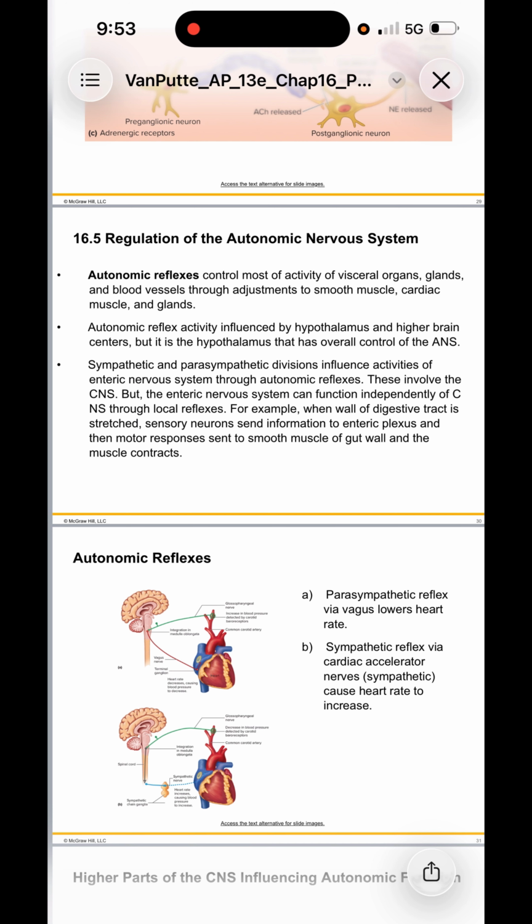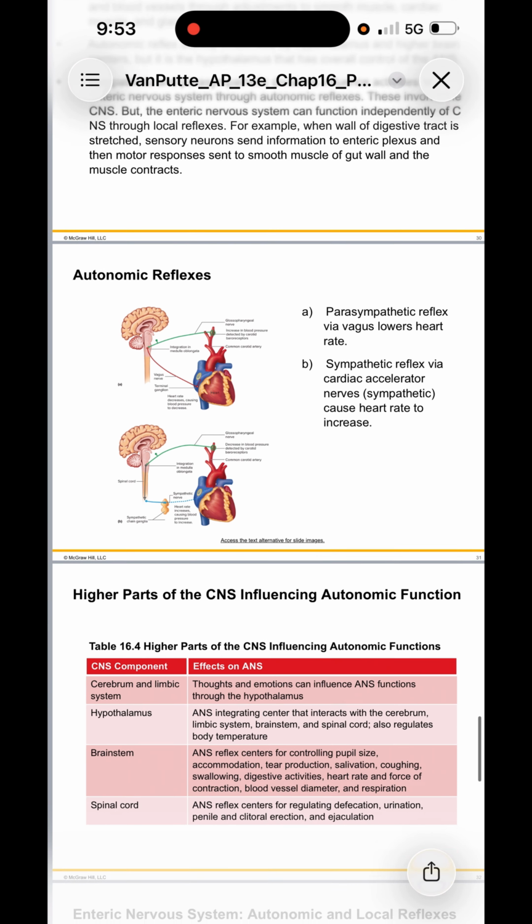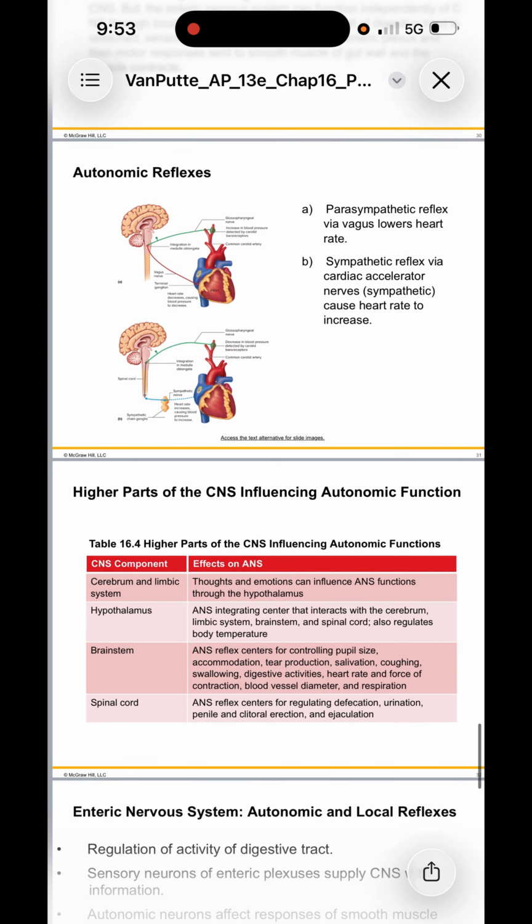For example, when the wall of the digestive tract is stretched, sensory neurons send information to the enteric plexus, and then motor responses are sent to the smooth muscle of the gut wall, and the muscle contracts. Autonomic reflexes. A. Parasympathetic reflex via vagus lowers heart rate. B. Sympathetic reflex via cardiac accelerator nerves. Sympathetic causes heart rate to increase.